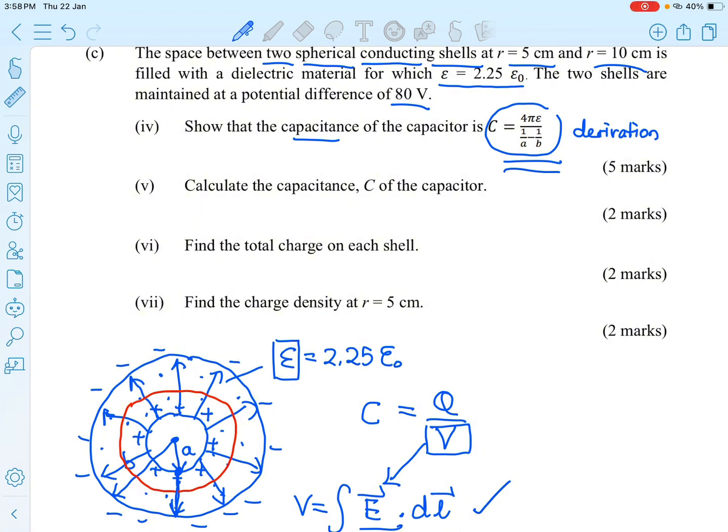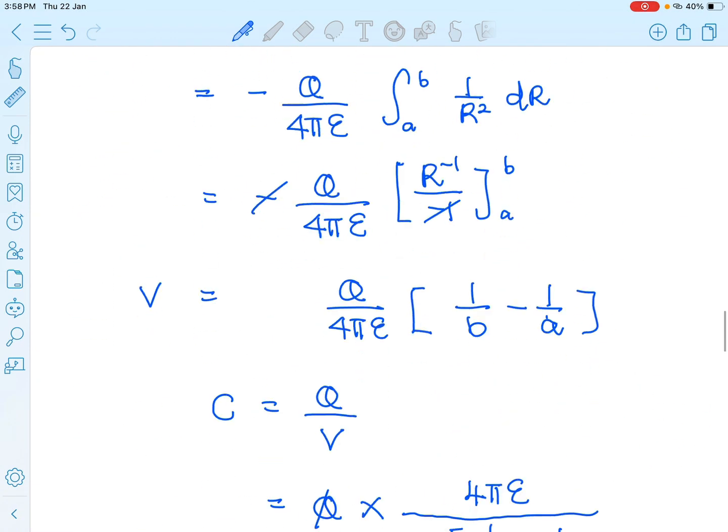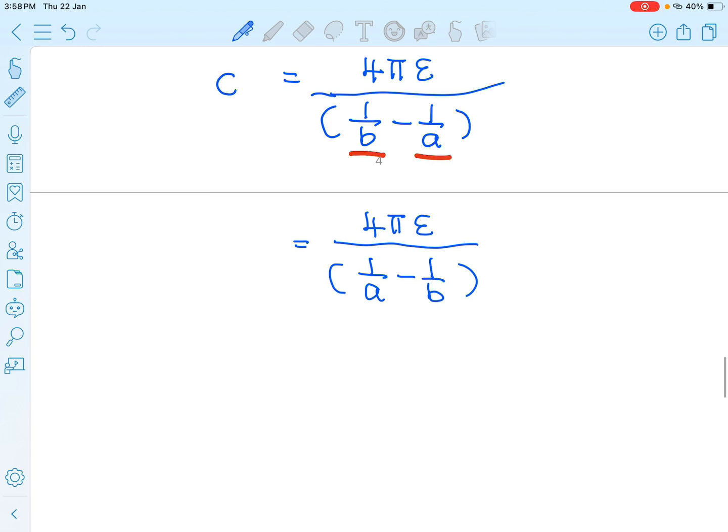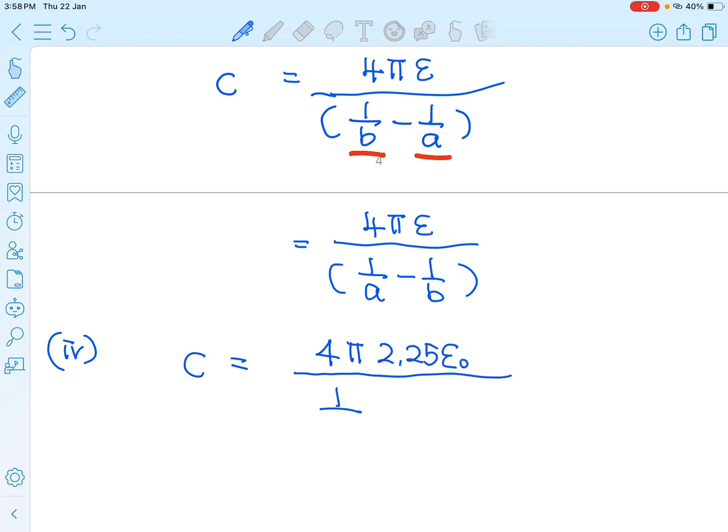The following question is asking you to calculate the capacitance. By using these equations, even if you cannot derive these equations in question number 4, you can still use them to calculate your capacitance. What you need is the value of A and B. So the capacitance will be 4 pi, and for the epsilon you are going to replace it with this, and 1 over A.